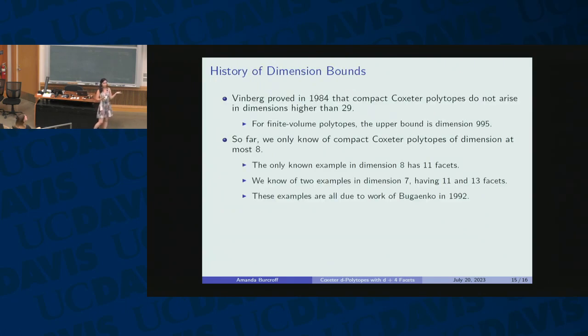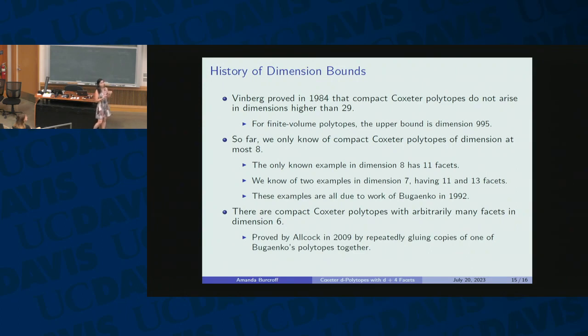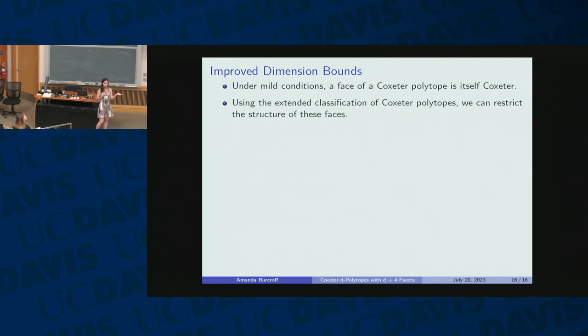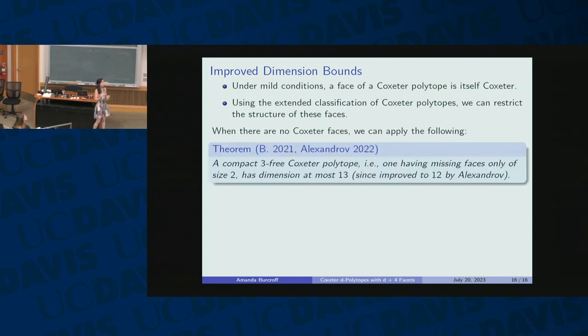But so far, we only have examples up through dimension 8. In dimensions 8 and 7, there's only a finite number of examples, and in dimension 6, we do have arbitrarily many examples. So one way in which we can use this classification is to improve these dimension bounds when the polytope has few facets. Under mild conditions, a face of a Coxeter polytope will itself be a Coxeter polytope. So we can use this extended classification to give some restrictions on what the structure of these faces can be.